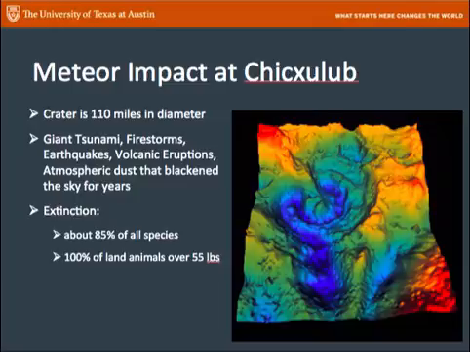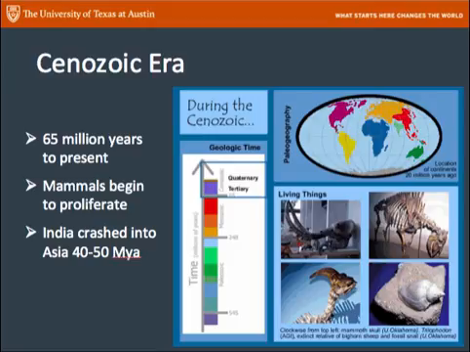This meteor impact would have caused firestorms, a giant tsunami, earthquakes, volcanic eruptions, and dust in the atmosphere that blackened the sky for years and led to the death of plants, which led, of course, to the death of animals. About 85% of all species went extinct at the end of the Mesozoic, and 100% of land animals over 55 pounds did not survive. But into their space came an explosion of mammals, which began to proliferate in the Cenozoic era.